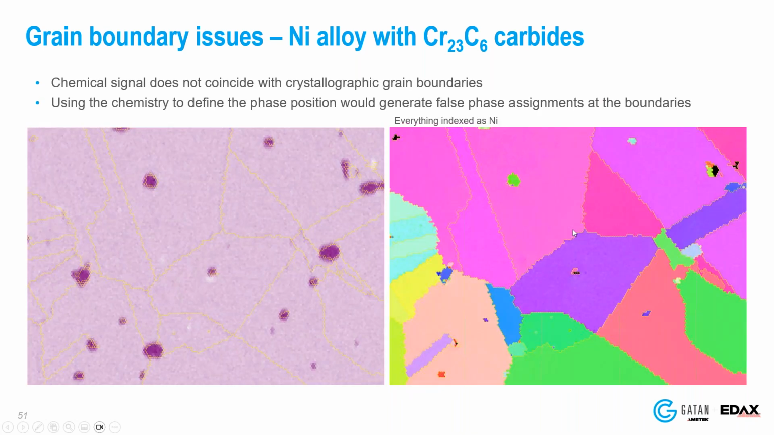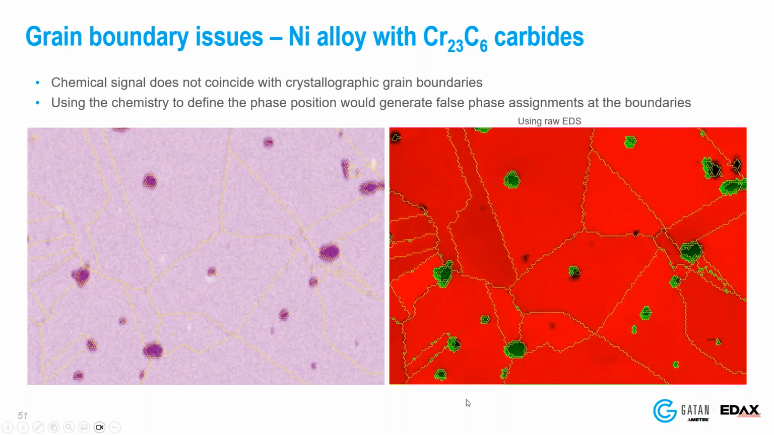If I zoom in, you can see what I mean. Here we have the grain boundaries in yellow, but my EDS information is too big. It is outside of the particles. So if I want to use the chemistry to select the phases, I would assign the wrong phase in here, the carbide in the nickel matrix, because the chemistry just extends in there. You can see here this green area bleeding out of those small particles.